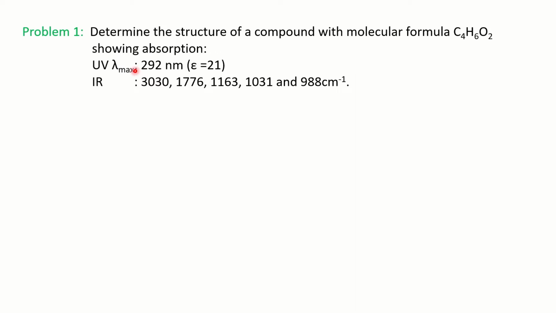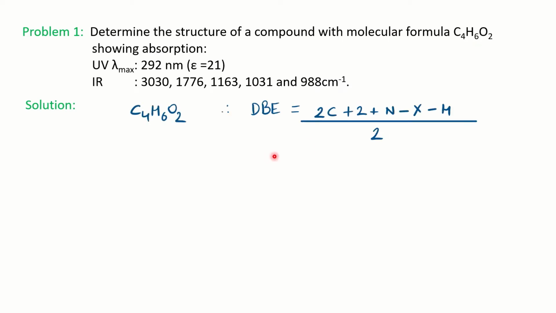This is the very first problem, where they have given you the molecular formula and you have to identify the structure of this compound with the help of UV and IR. UV data and IR data are given to you. First, if the molecular formula is mentioned, the first step is always to calculate the DBE, the double bond equivalence, and it tells you how much unsaturation is present in the unknown molecule.